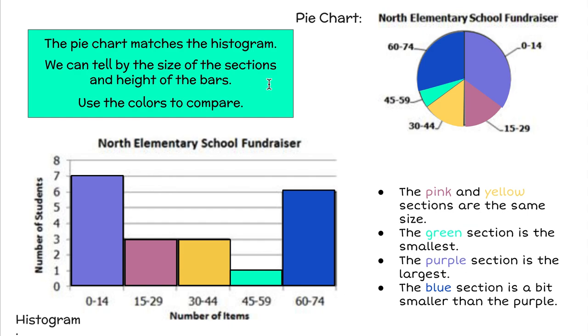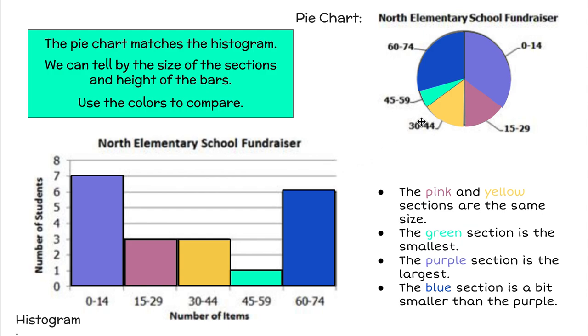So looking first at the one that kind of stands out to me, the largest section here was the 0 to 14 items, and that was our purple section in our pie chart. So it's the largest one, so in our histogram it should be the tallest bar. And if you compare this bar from 0 to 14 with the rest of them, it is the tallest in our histogram, just like it was the largest section in our pie chart.